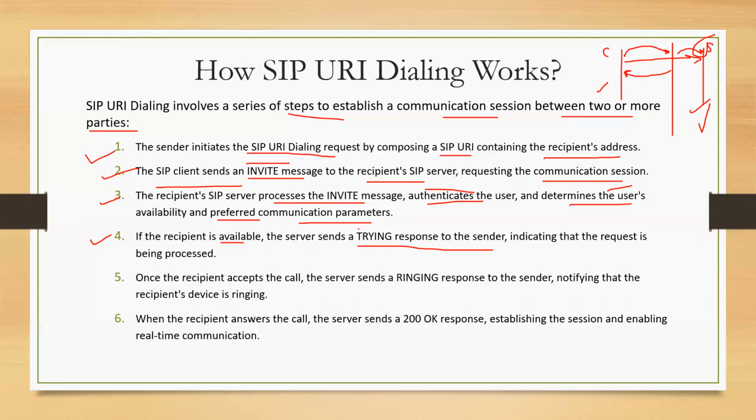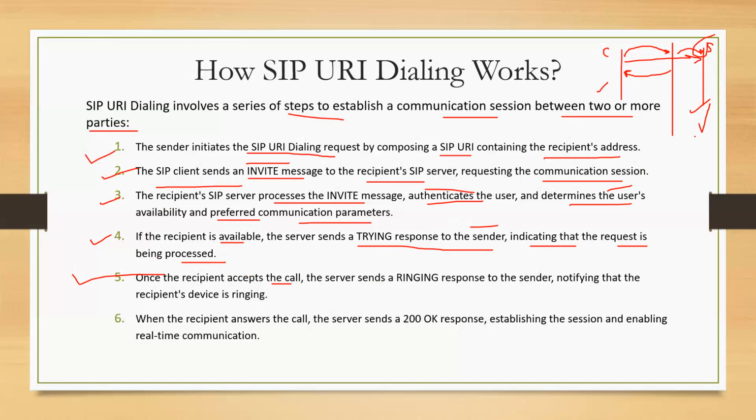The server sends a trying response, that is 100 Trying. This is the 100 Trying response to the sender, indicating that the request is being processed. That's right. This SIP server is processing the request to the recipient, but side by side, it is sending this 100 Trying to the sender as well, right? And once the recipient accepts the call, right? This is your recipient.